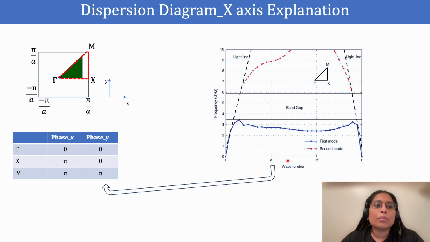So during these simulations, if you are going to do any CST or HFSS simulations, if we want to plot these values along the x-axis, we have to vary the phase x and phase y dimensions like this. Then we will get the dispersion diagram. So in an upcoming video, I'll be explaining how the dispersion diagram can be plotted using CST. Stay tuned for that.